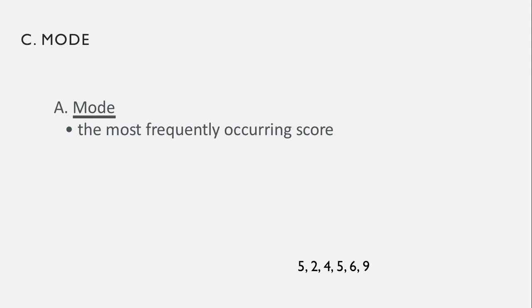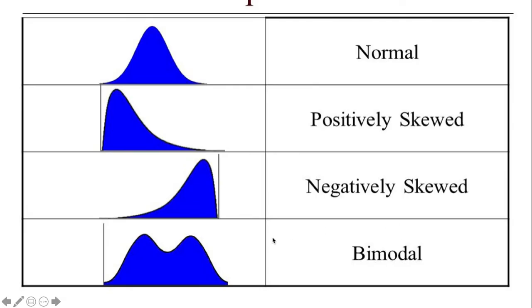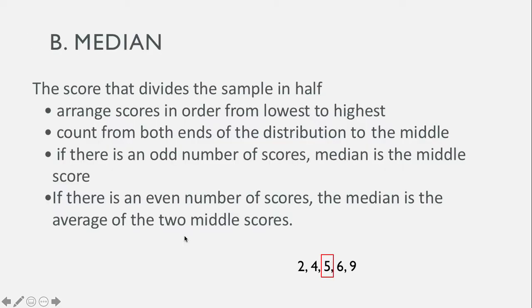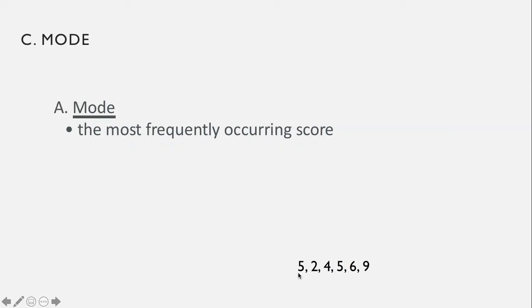Then the third way of measuring the middle is the mode. Now, the mode is the most frequently occurring score. That's why, if we look back here, they call this bimodal, because there were two places where the most frequently occurring score happened. So if we look at these numbers, we want to figure out which number occurs most frequently. And it would be 5, because there are two 5s. But the rest of the numbers, there's only one of.